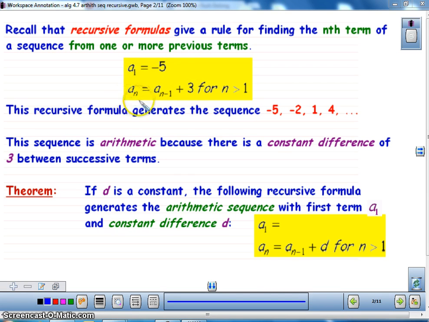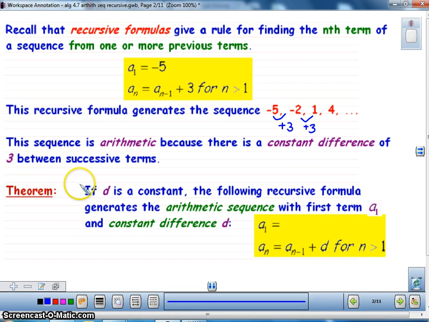It will then say a_n is equal to a_(n-1) plus 3. What's the plus 3? 3 is a common difference when n is greater than 1. The recursive formula would generate negative 5, and if we think about that, plus 3, negative 2, adding 3 gives us 1, 4, and we could continue. It's an arithmetic sequence because the constant difference between successive terms is 3.